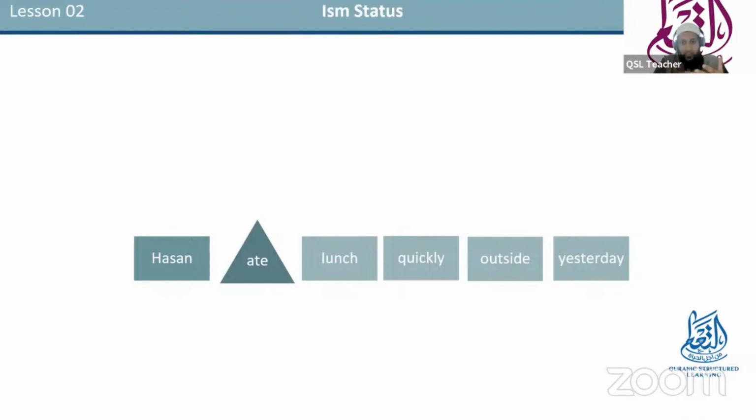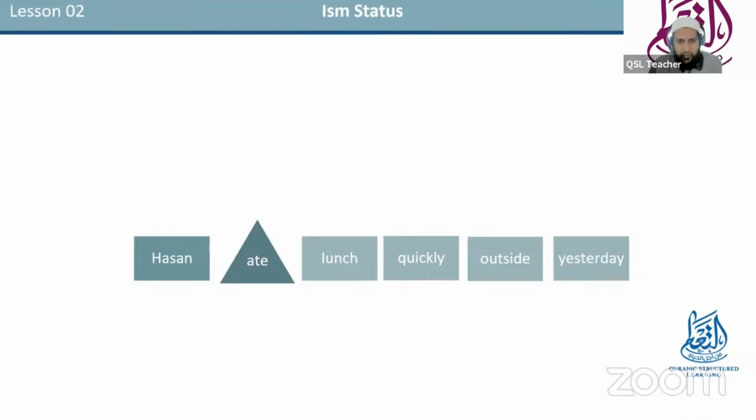So when you look at the word outside, what question could you ask? Where is he eating it? So he's eating it outside. That's nasab 3. And if you look at the word yesterday, what question could you make from that? When did he eat it? So when you ask the question what, when, how, or where, then all of these questions signify details, and all details of a sentence are nasab.